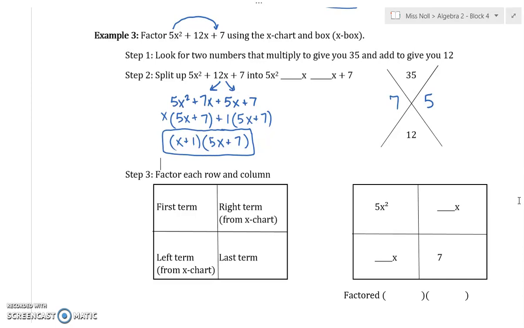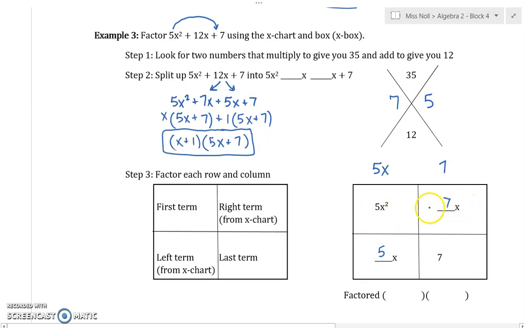So you would have 5x squared, you would take 5 times 7, which gives you 35. You're looking for numbers that multiply to 35 and add to 12. Well, that happens to be those numbers that we found before, 7 and 5. And then what you do is you just factor out, or find the GCF of each row and column, respectively, and then write it above or beside it. So the GCF of 5x squared and 5x is 5x. The GCF of 7x and 7 is 7.